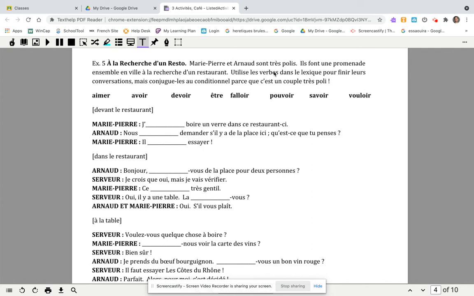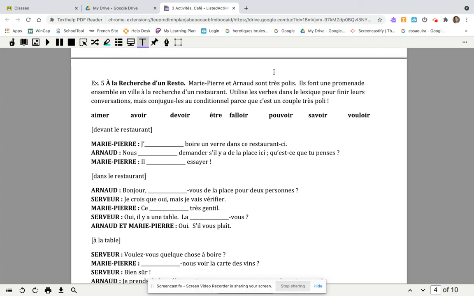Bon. Exercice 5. À la recherche, not that you would get mugged in France, guys. I should throw that in there. Like, you're safe so long as you are wise. Anywhere you go. That's for anywhere.